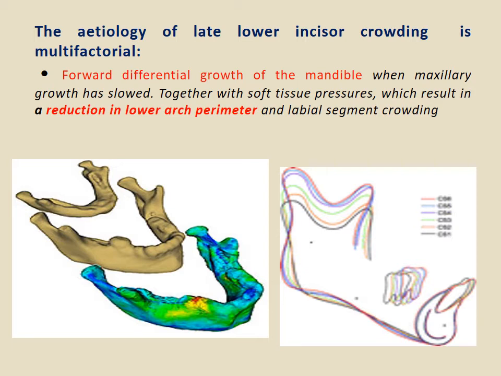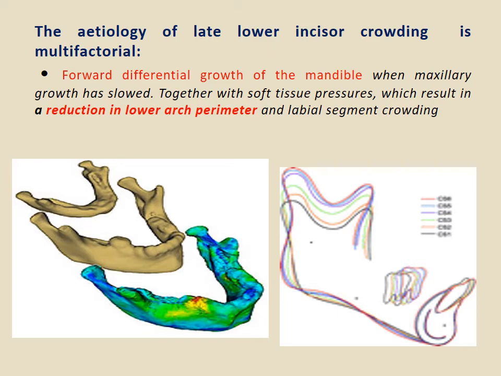The first cause is the forward differential growth of the mandible when the maxillary growth has slowed, because as we may know, the growth of the mandible takes longer than the growth of the maxilla. It will continue to grow while the growth of the maxilla will be significantly decreased. So we will have a differential forward growth of the mandible, which together with soft tissue pressure will result in the reduction of the lower arch perimeter, and the result will be a lower labial segment crowding, or crowding in the lower incisor region.